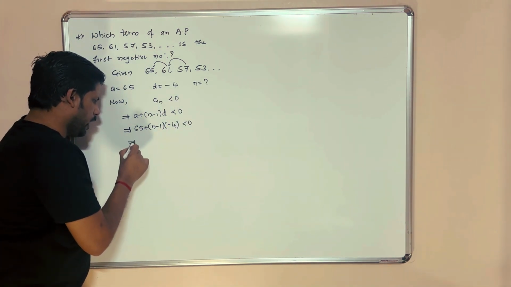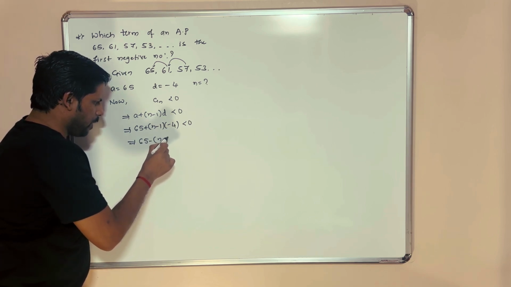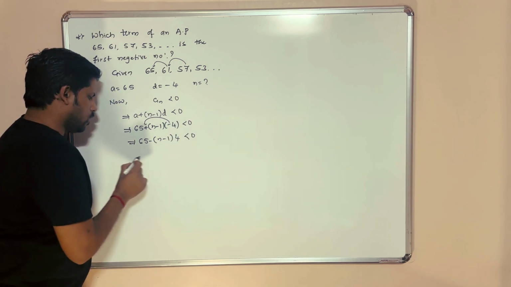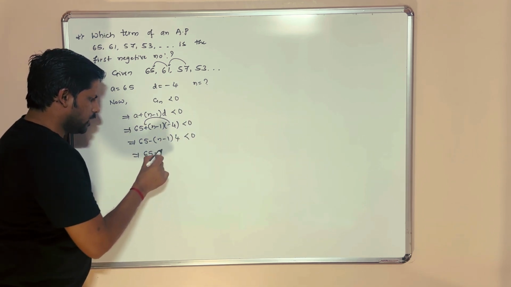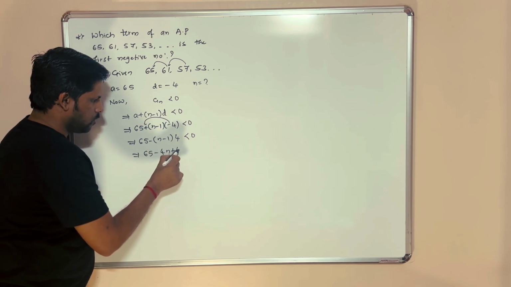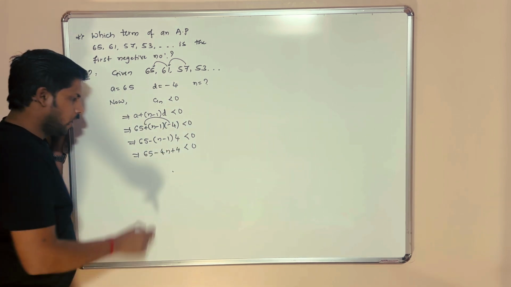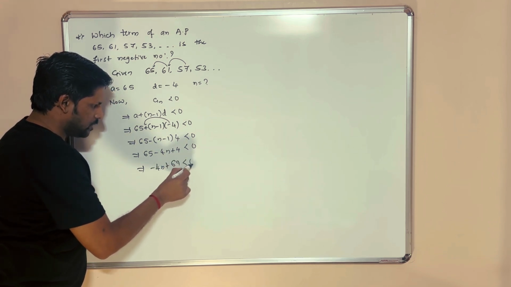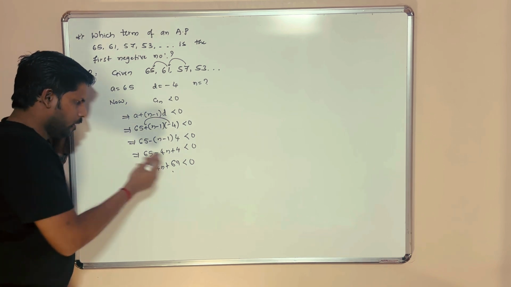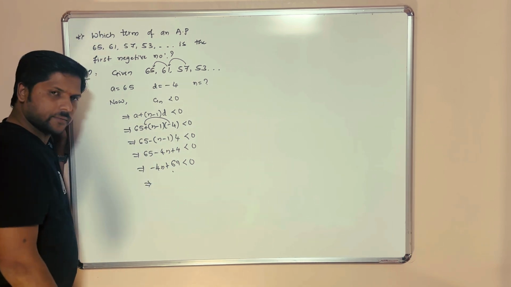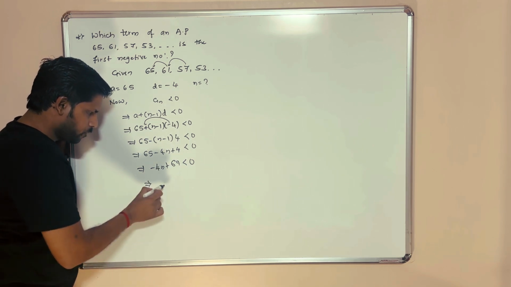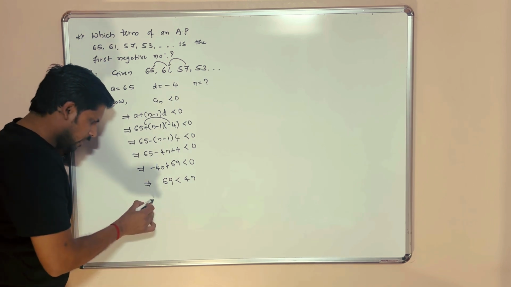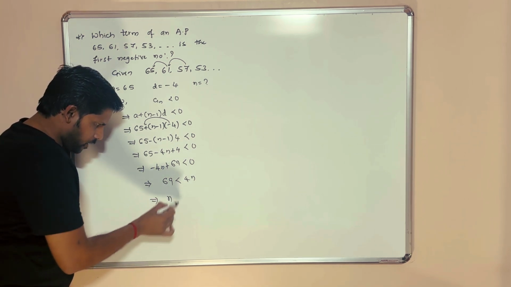Now remove the bracket, we get 65 minus n minus 1 into 4, because plus into minus is minus, is less than 0. Now remove the bracket. 65 minus 4n plus 4 is less than 0. And this implies minus 4n plus 69 is less than 0. Now take this minus 4n to the RHS. We get 69 is less than 4n. That is n is greater than.